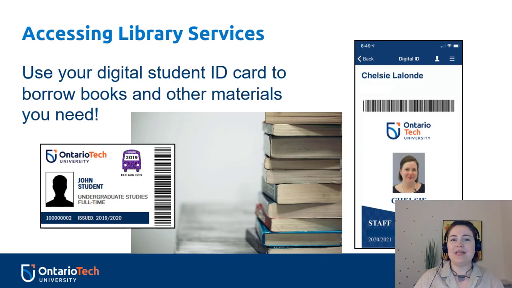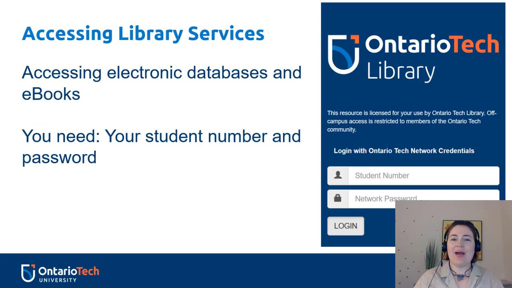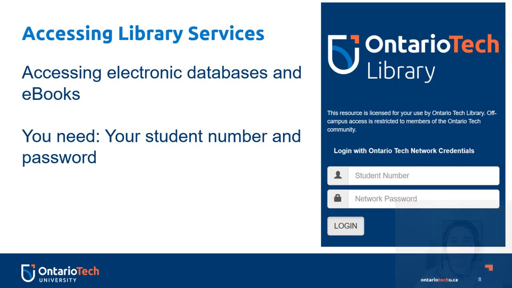To access library services, you will need to use your student card. Your student card acts as your library card to check out any physical library materials from our library locations. You can use a physical student ID card or your digital student ID card, which is accessible on the Ontario Tech app. Similarly, when you're accessing online resources through the library website, you will be asked to sign in. To do this, you will use your student number and your network password. This is the same password used for other Ontario Tech logins, such as Canvas.